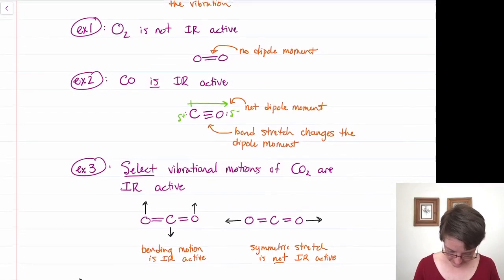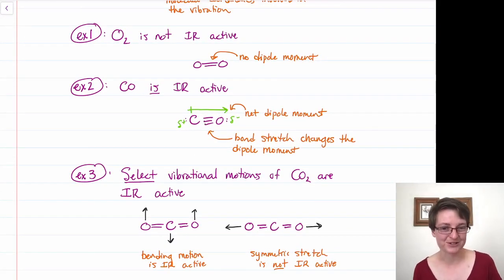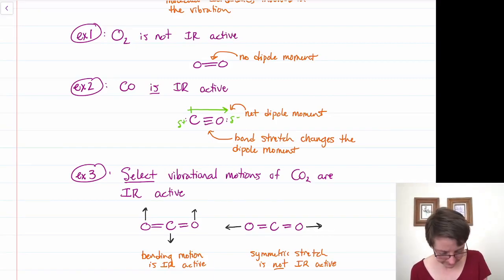And then last but not least, select vibrational motions of carbon dioxide end up being IR active. We're going to mostly hold off on discussing polyatomic molecules until next lecture, but I want you to see how for complex molecules, certain motions or changes in the internal coordinates can lead to the formation of a dipole moment, whereas other motions are not expected to lead to a dipole moment. And so let me show you two different motions.